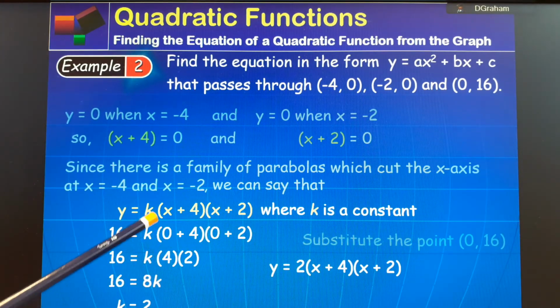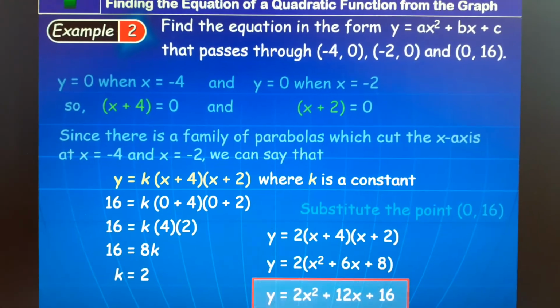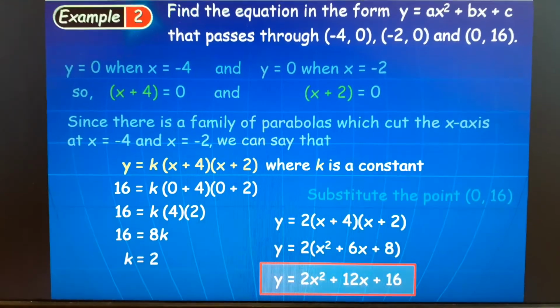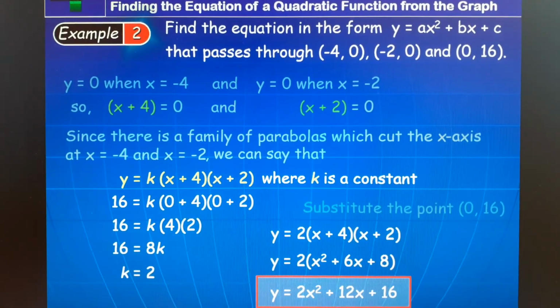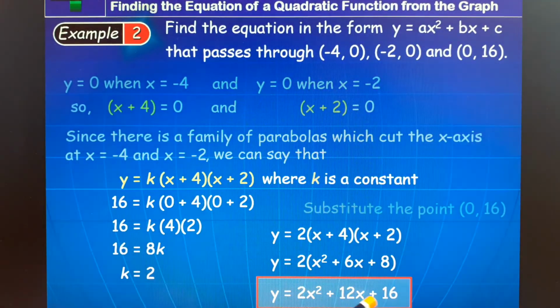So these two brackets multiplied together do give you the quadratic, but we have to have a multiplier of 2 in front of that. So we rewrite it here as y equals 2 times x plus 4 and x plus 2. Okay, then the final thing to do is just multiply out your brackets and get everything in the form that they had finally asked for. Because they asked for the equation to be in that form there, something x squared plus something x plus c, and that's how we have finished it.